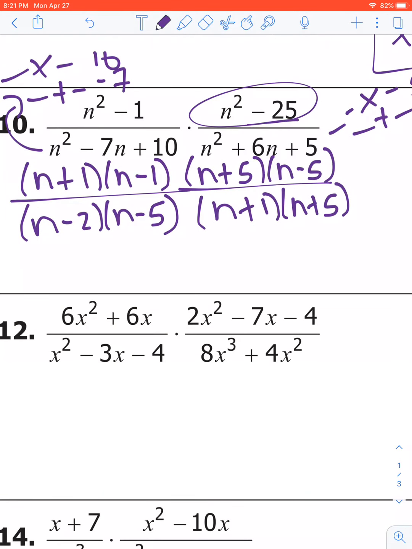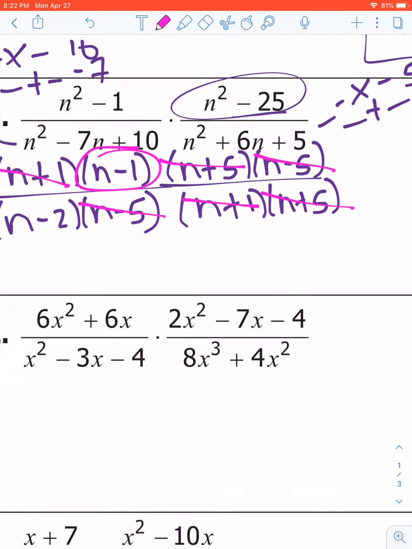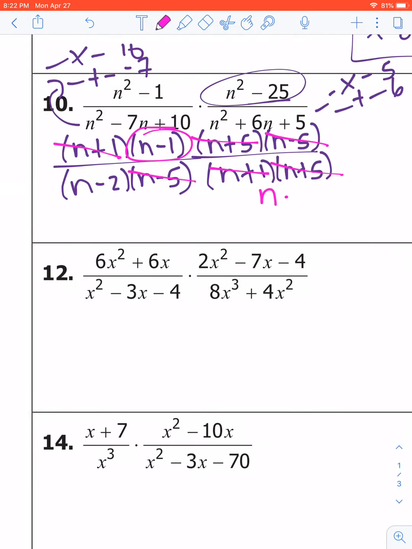Now that your factoring is complete, you can start canceling. I have an n plus 1 and an n plus 1. I don't have an n minus 1 on the bottom, so that stays. I have an n plus 5 and an n plus 5. I have an n minus 5 and an n minus 5. So my final answer is n minus 1 over n minus 2.